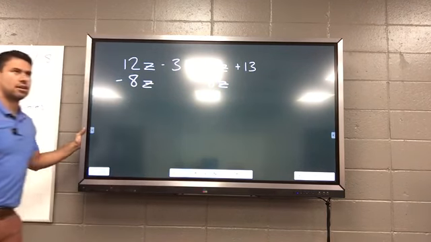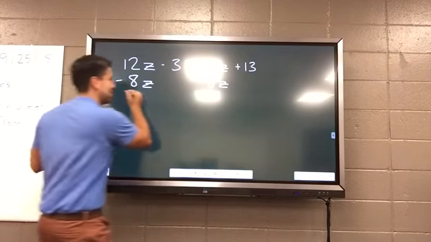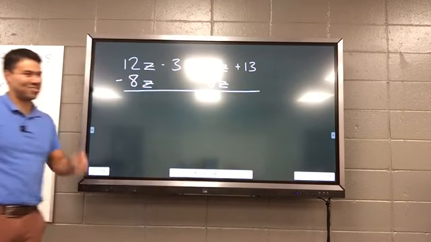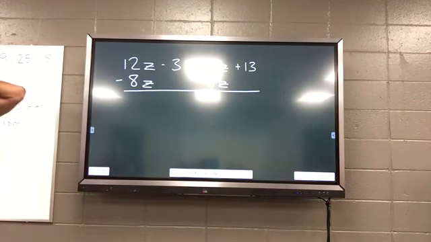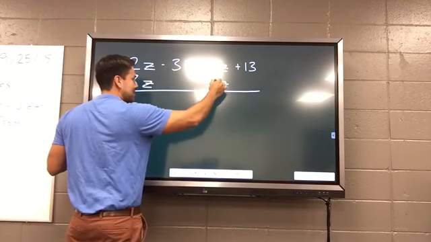Wait. Am I really allowed to subtract 8z from both sides? Yes, because of what property? Subtraction property of equality. Good. Maybe that's the definition of subtraction is what you really mean. All right, what's 8z minus 8z?